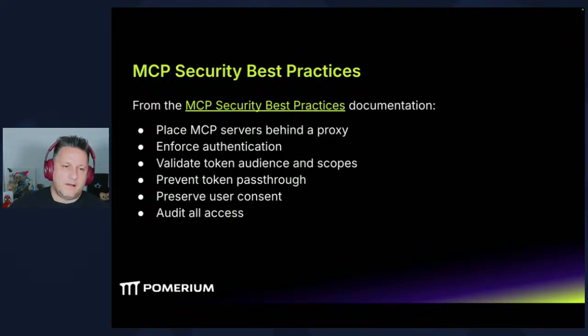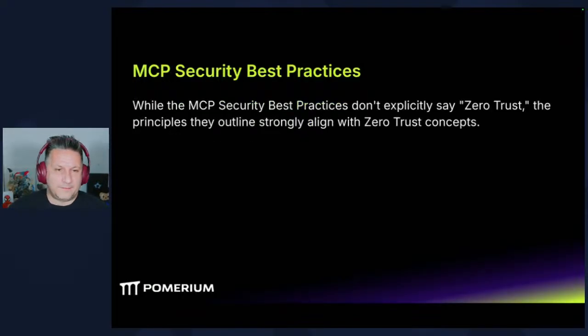But some of the things are: place MCP servers behind a proxy. You want to enforce authentication. You want to validate the token audience and scopes, and you want to prevent token pass-through, and you want to preserve user consent, and you want to audit all access. And even though it doesn't really say this in the MCP security best practices, this is kind of screaming zero trust security. So, an AnyWare proxy would fit really well with this.